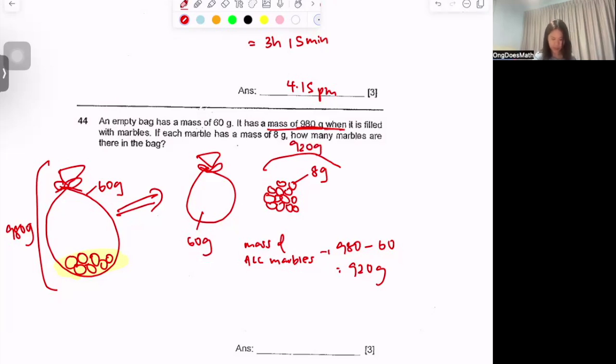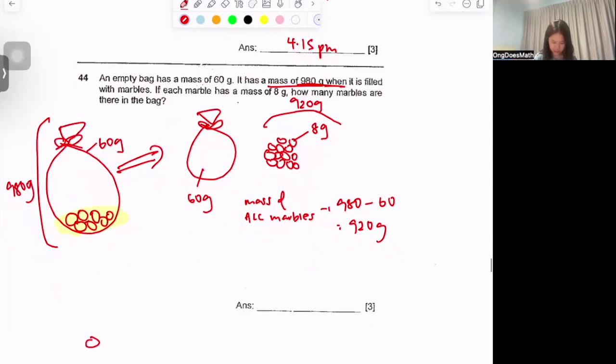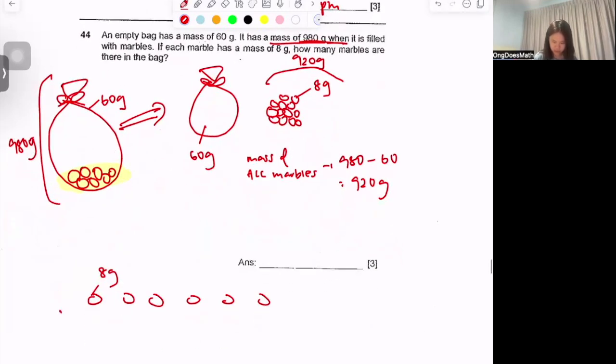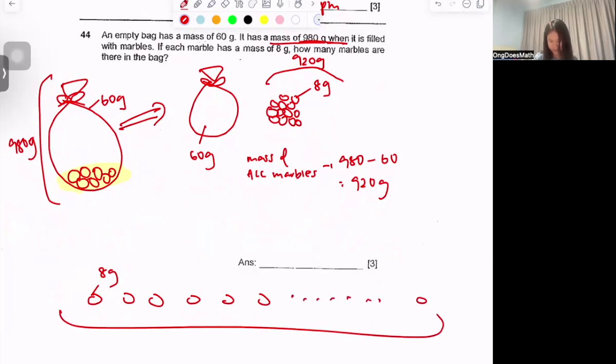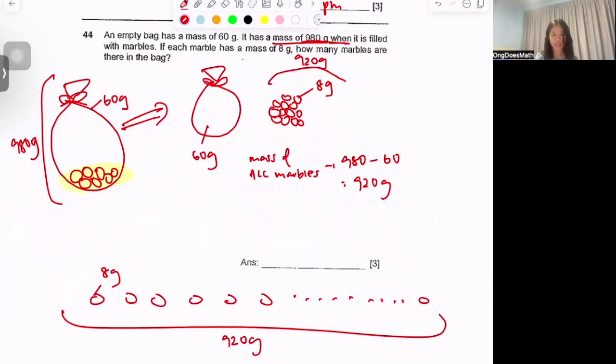And each marble weighs 8 grams. So if I can show it to you, one marble weighs 8 grams. And in total, all the marbles, you don't know how many marbles there are, that's why I put dots. Total, they weigh 920 grams. So how many marbles are there? 920 divided by 8. Good. So the answer should be 115 marbles.